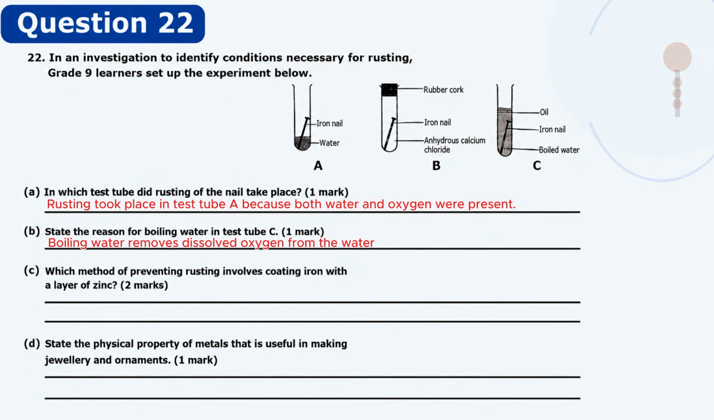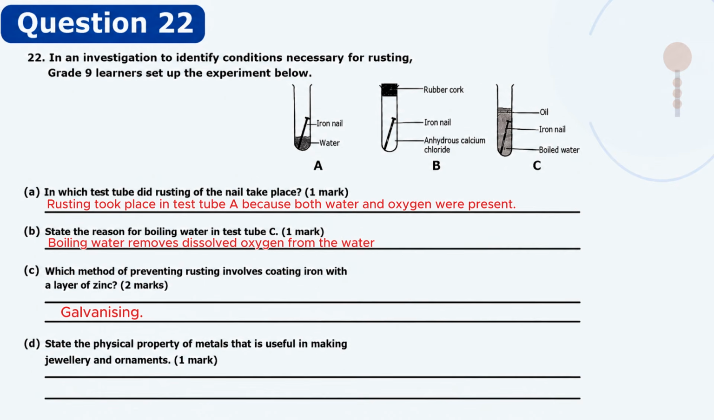And then question C, which method of preventing rusting involves coating iron with a layer of zinc? That is called galvanizing. In galvanizing, the zinc layer prevents water and oxygen from reaching the iron. So when you see iron which has a layer of zinc, that is called galvanizing, and that means that tool is not going to rust because it has been galvanized with a zinc layer.